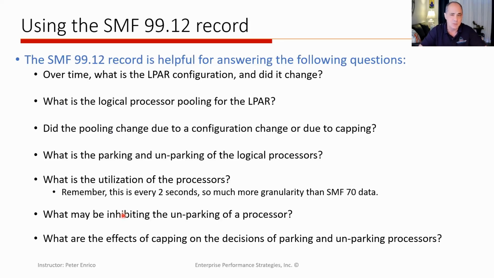So with these measurements, we can answer a lot of questions. Over time, did the configuration change? Because that's how pooling changes. What was the pooling of the logical processors? Did it change during my period of time of interest? What was the parking and unparking every 2 seconds? What was the utilization of the processors? What were the decision points for parking and unparking a processor? And that's the kind of thing that we get out of this particular record.